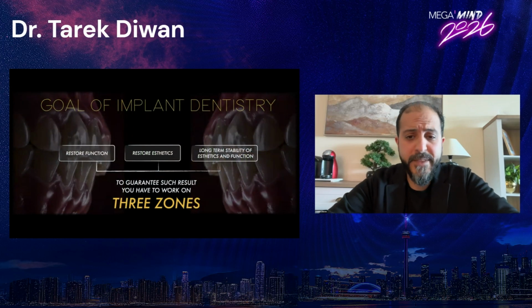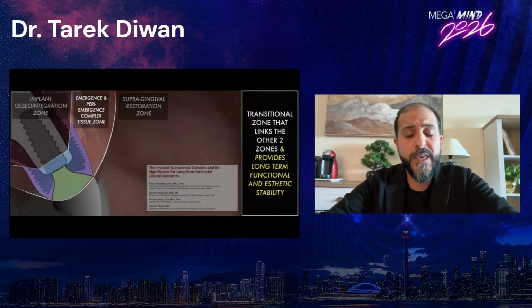So the goal of implant dentistry isn't only about restoring function and aesthetics, but also about how to maintain and sustain both in the long term. In order to guarantee such a result, you have to work on three main zones. The first zone is the implant osseointegration zone, and the second is the supragingival restoration zone, while the zone that is completely overlooked by most clinicians worldwide is the emergence and peri-emergence complex tissue zone.